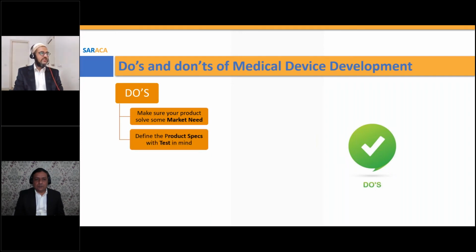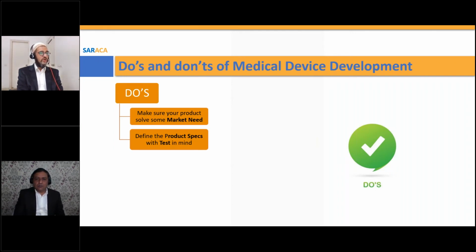Let's see another. Define the product spec with test in mind. Like already discussed in the traceability matrix, whatever product specs you are defining, at the end you will have to test them and prove that you're meeting them. So define the product spec in such a way that you can actually test it. You need to keep in mind what equipment you would require and how you're going to test that. For example, if you define something which is very difficult to measure, then that product spec itself is challenging to measure and you now have a risk of failing.